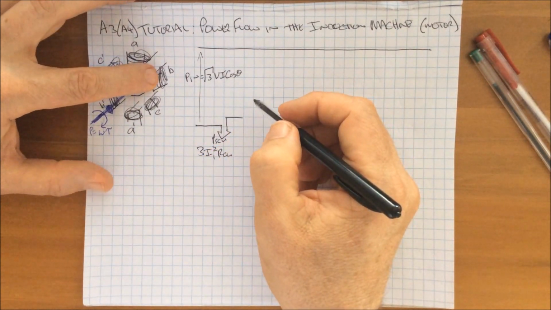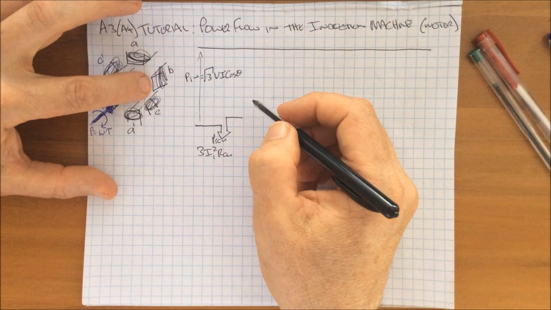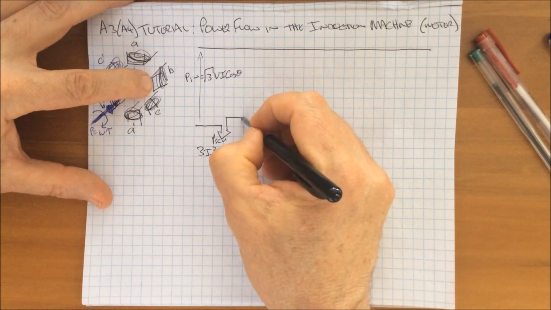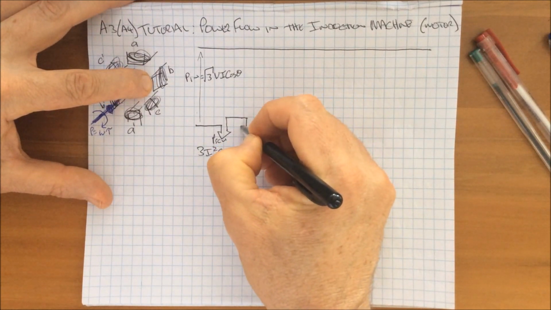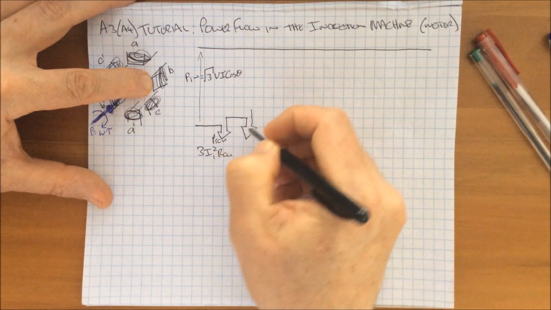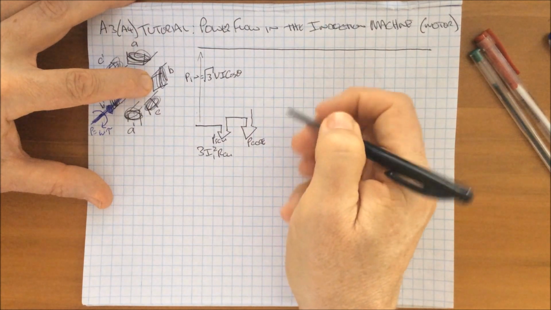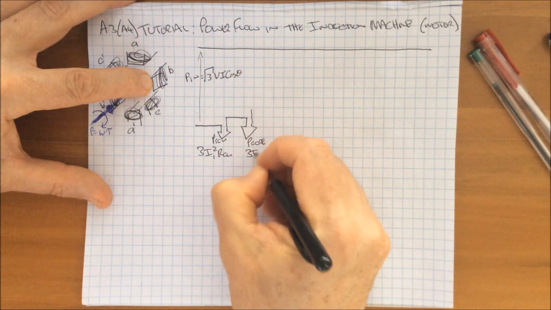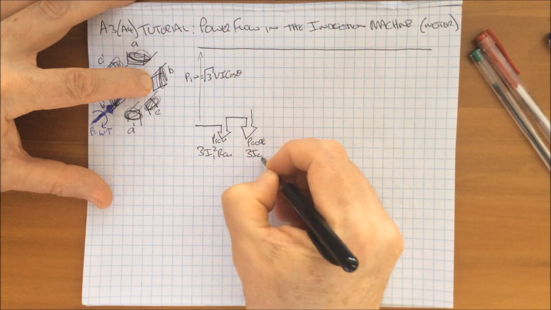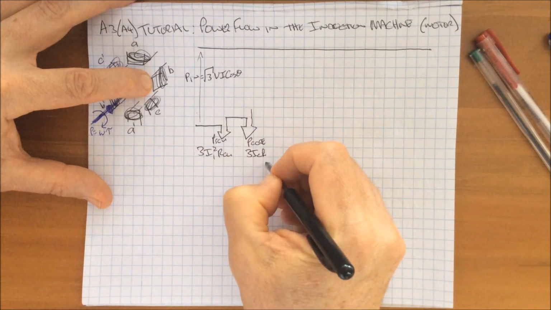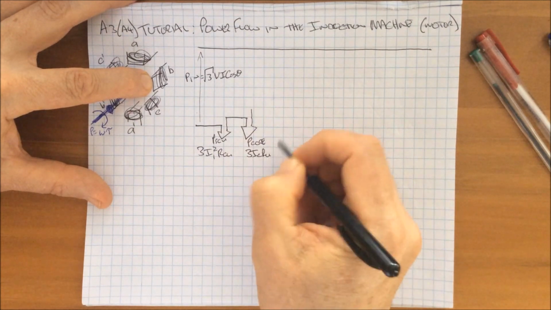Once we've got the power through these windings, we need to get it into the core here. So we're going to have another power loss here. And this one here is called the power loss on the core. And that is 3 times the current in the core times the resistance of the core.